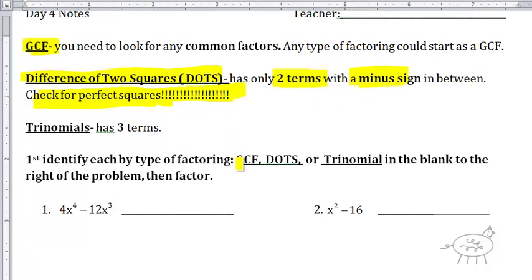And then we have trinomials. Remember, trinomials have 3 terms. That's where you have to figure out your combinations that multiply to give you that last term, and add or subtract to give you that middle term. I've got a bunch of problems we're going to do. Let's go through them, and hopefully you guys are remembering this stuff and doing well.